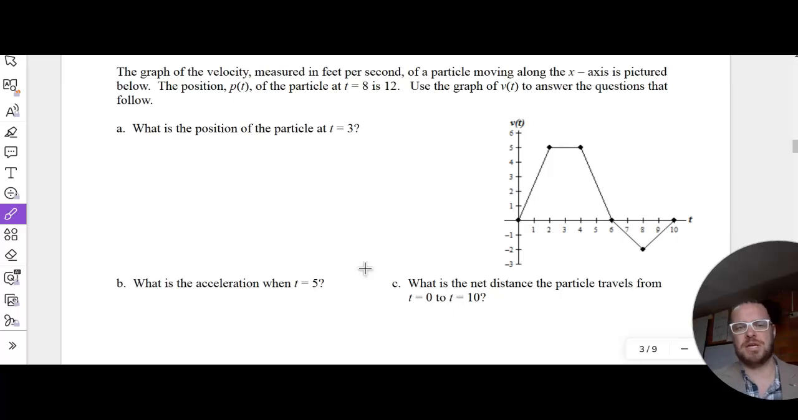Graph of the velocity measured in feet per second of a particle moving along the x-axis is pictured below. The position p of t of the particle at t equals 8 is 12. Use the graph v of t to answer the questions that follow. What is the position of the particle at t equals 3?